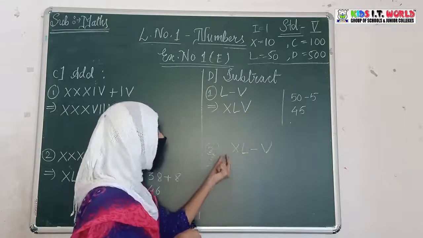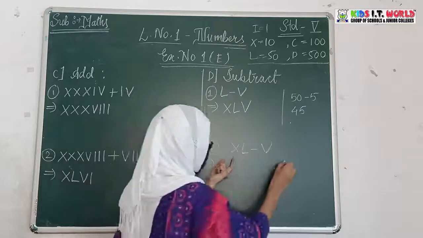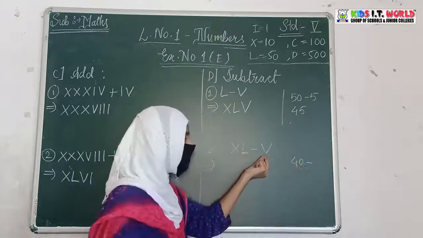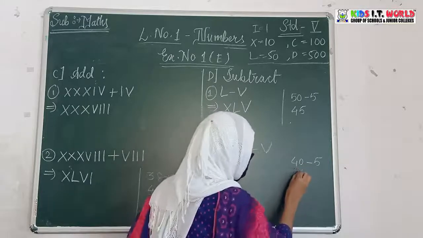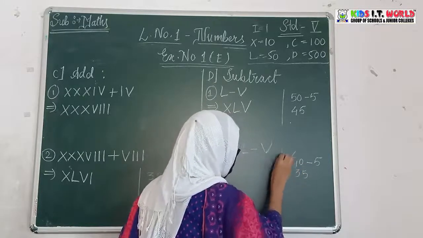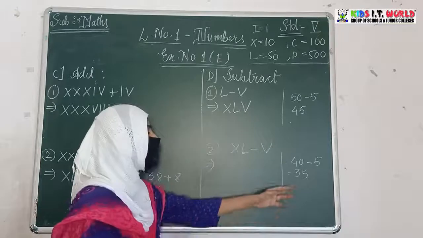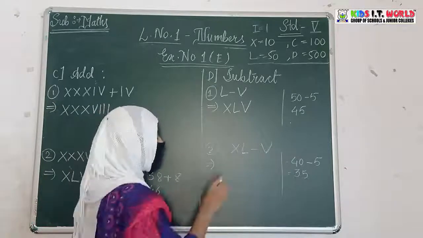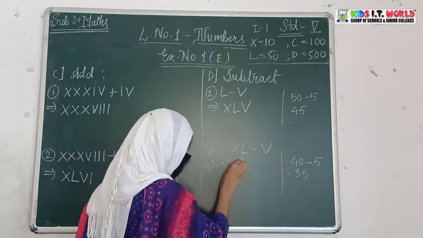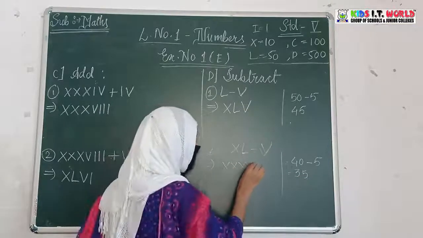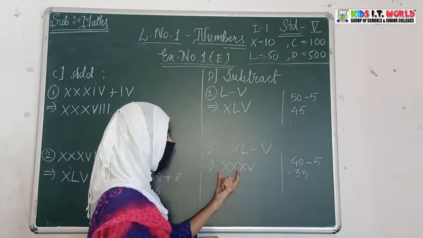Now the next one. XL means 40 minus V, that is 5. 40 minus 5 is 35. So our answer is 35. Now you have to write this in Roman form. How will you write it? First of all, write 30, that is triple X. This is 30 and this is 5. So your answer is 35.